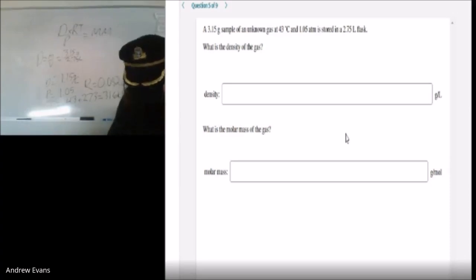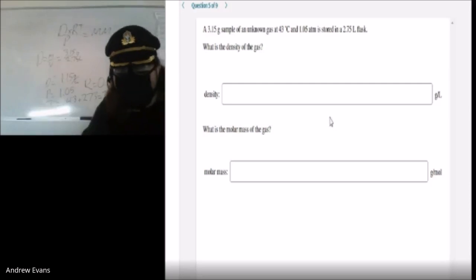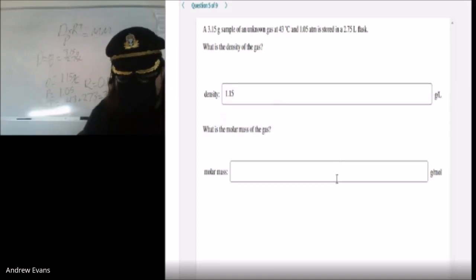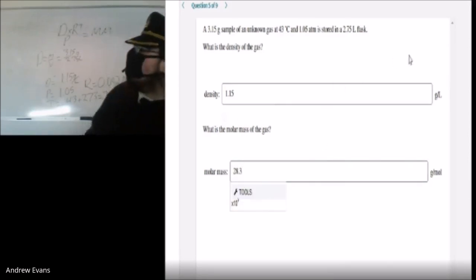At this point, everything else is the same, 316 times R divided by our pressure. And in this case, I get a molar mass, which is 28.3. So 28.3, that means that guy is nitrogen.